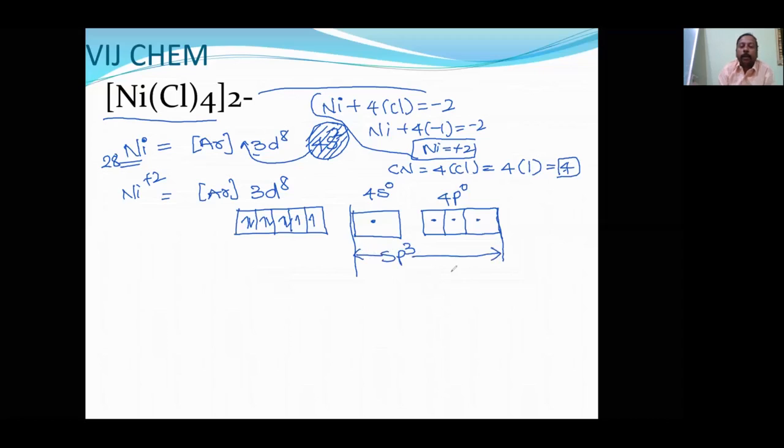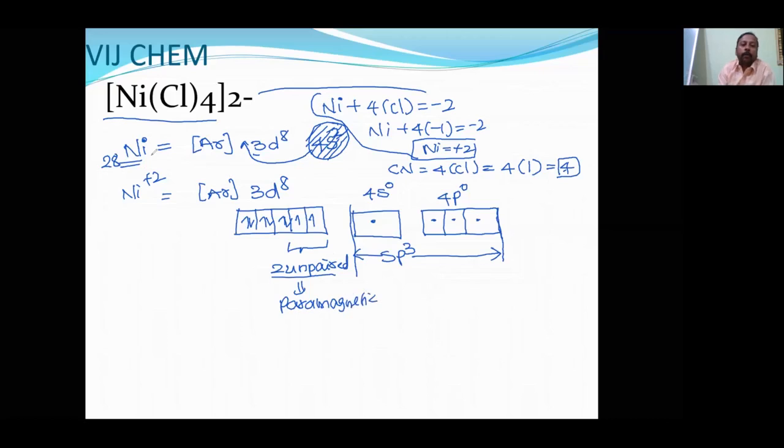What will be the hybridization? sp3 hybridization. After that, we will check here. Two unpaired electrons are there. So at least one unpaired electron is present. What does it mean? That is paramagnetic. At least one also there, it will be paramagnetic.